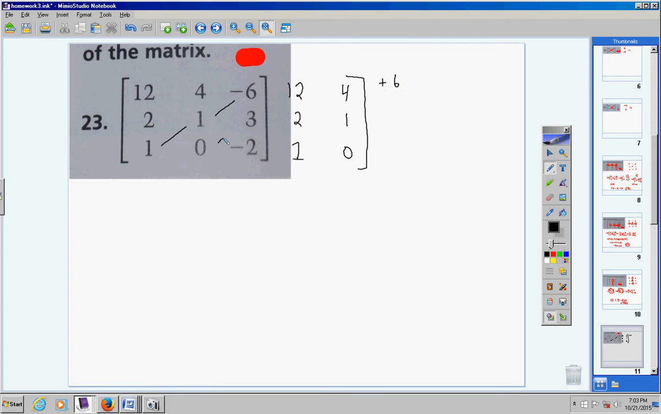0 times 3 times 12 is 0, so I'm going to put 0. Positive or negative, it doesn't matter. Then I've got 2 times 4, that's a negative 16. So I'm going to put a positive 16.